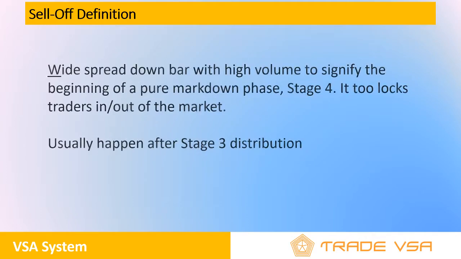So, identify the sell off. A sell off is a wide spread down bar with high volume that signifies the beginning of the markdown stage, to lock the traders out of the market. This means that during distribution, the change of hands happens from smart money to weak holders. Once the hands are transferred from smart money to weak holders, smart money will sell off in order to lock the traders in, so they are unable to sell at the top, and smart money can exit quickly. This is what it means.